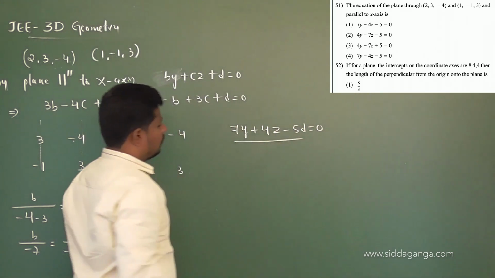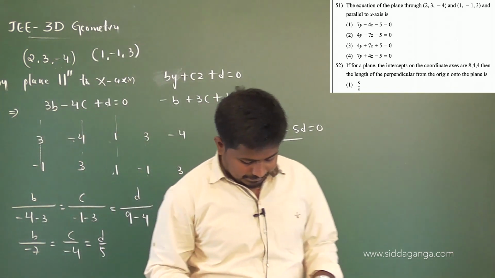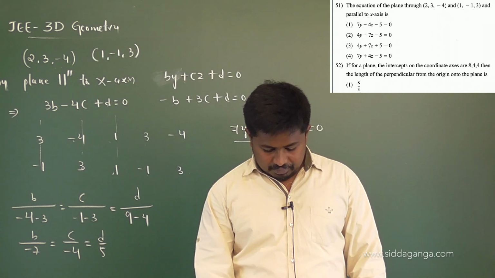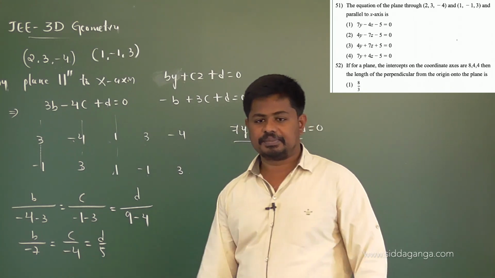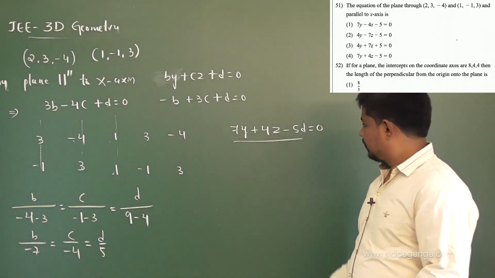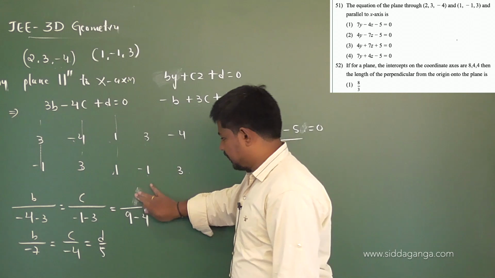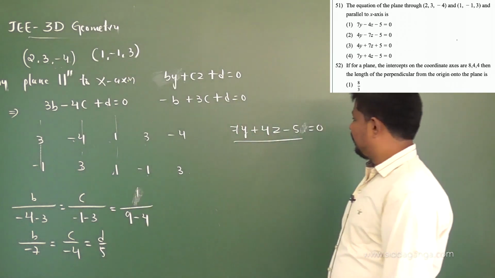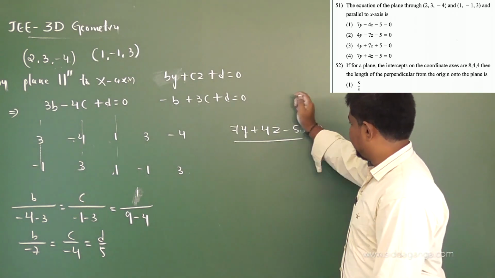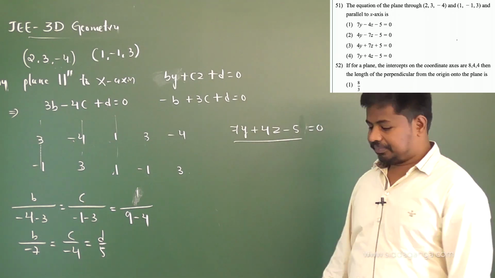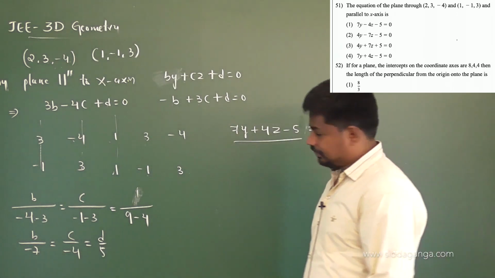This is your required plane, that is option 4th, 7y plus 4z minus 5 equal to 0. 7y plus 4z. So you have to take this one as 1, right? Sorry. So 7y plus 4z minus 5 is equal to 0 is a required equation of plane parallel to x axis. Okay, option first is the correct one.